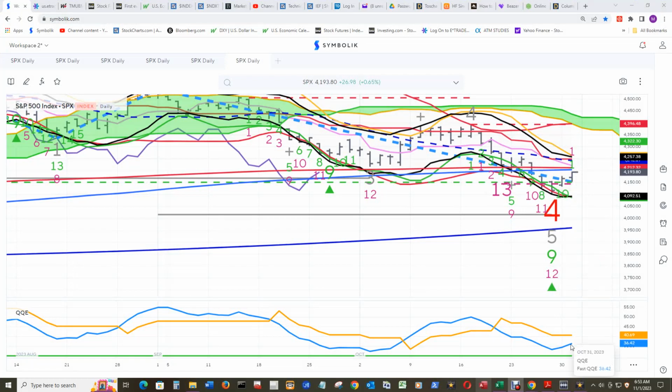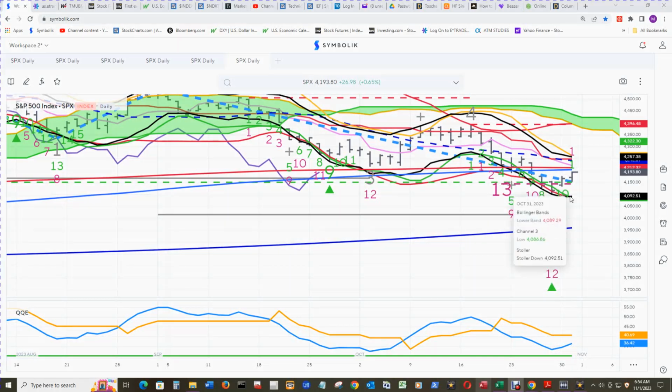And the fast QQE is bouncing nicely off of that 30 area. It hasn't gone under 30 since March of this year. We won't scroll back. So that was good to see that not hit 30 and go below, and it has now bounced nicely. The slow QQE is flat, so it has a good chance eventually to cross above that soon if this fledgling higher high and higher low continues.